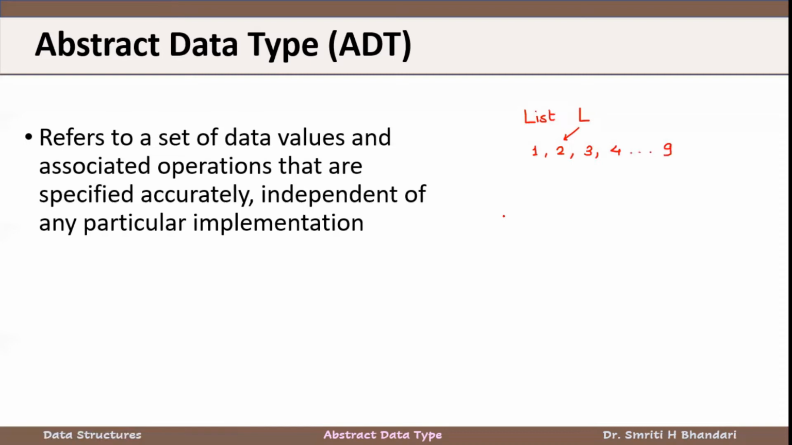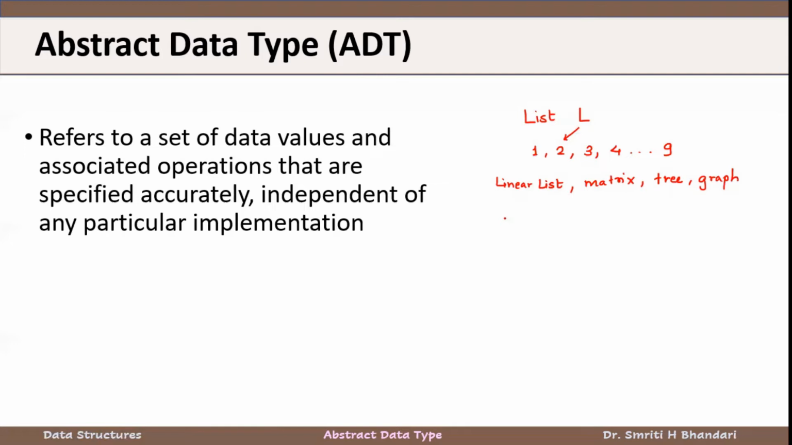Let us assume to store this data, we can use a linear list or a matrix, or even we may use a tree or a graph. All these are different data structures. So to store the list having the values 1, 2, 3 up to 9, we may use any data structure, say linear list, matrix, tree, or graph.